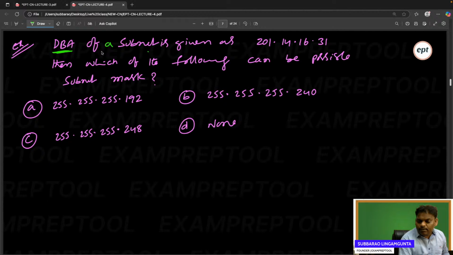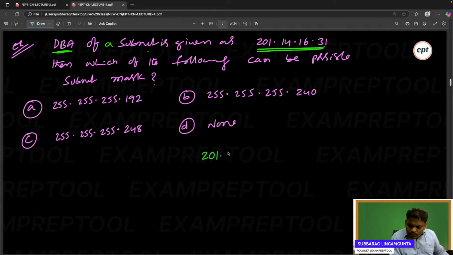Remember, it is a DBA of a subnet, it is not a subnet mask. Let's check, everyone try to understand. It is 201.14.16.31. The DBA of a subnet is given like this.